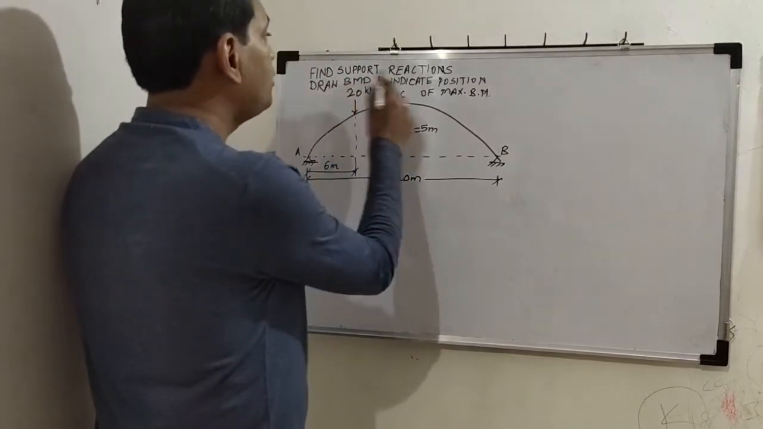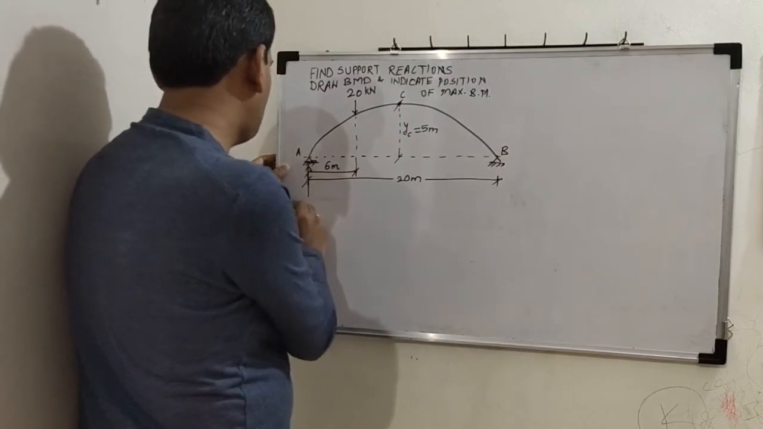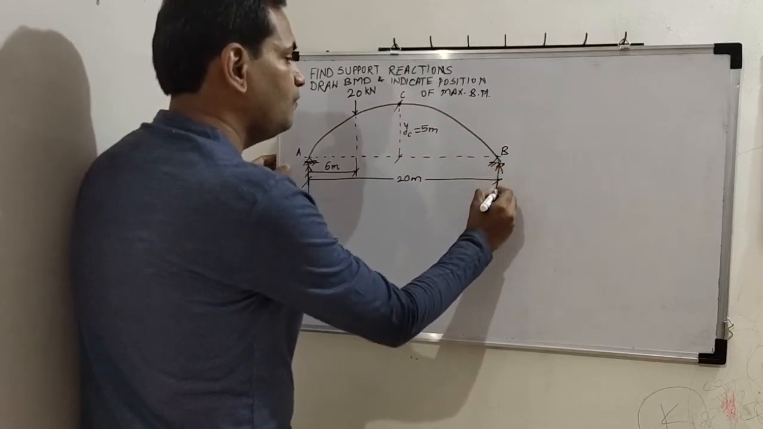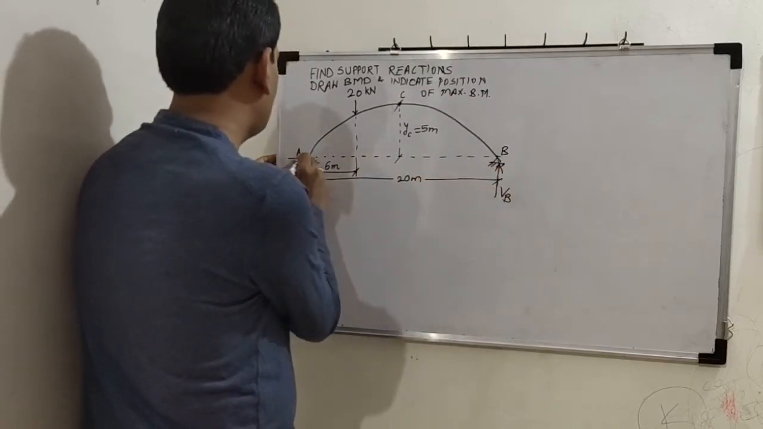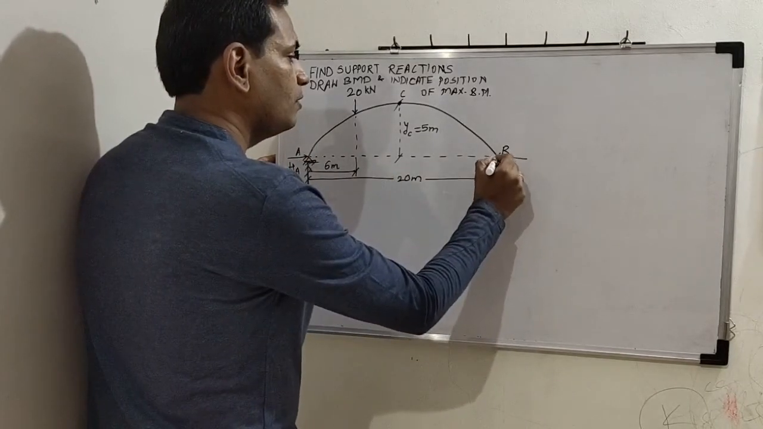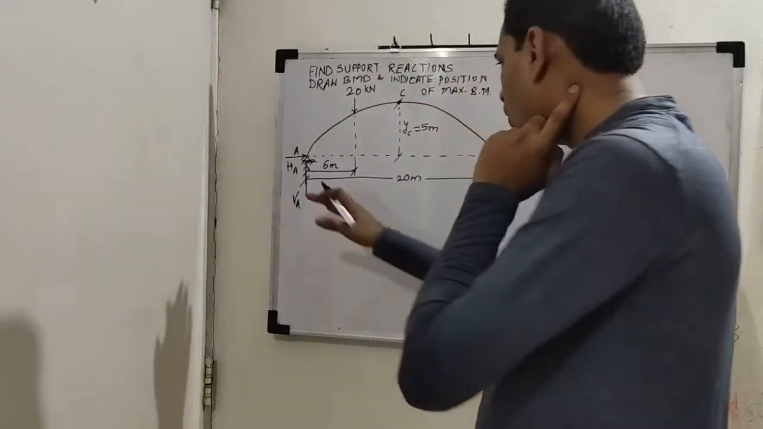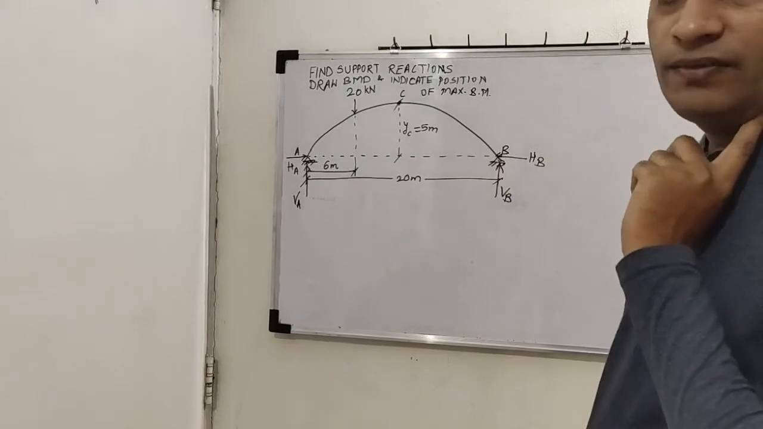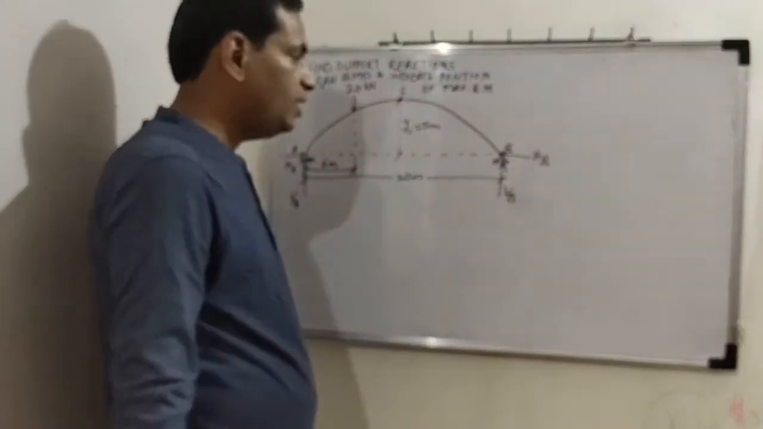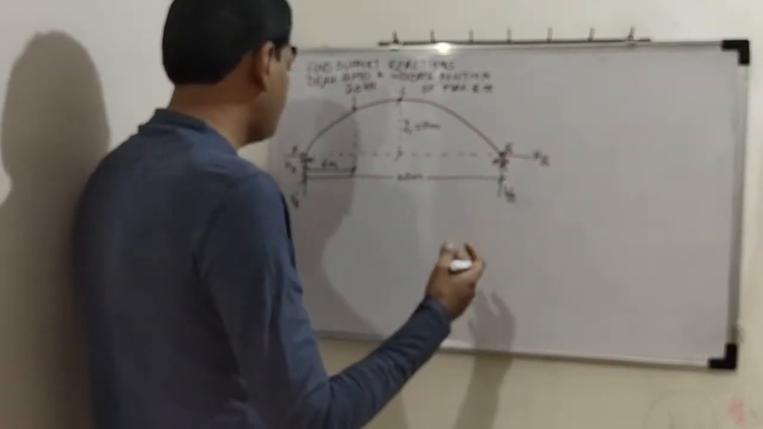Okay, so let us start with finding support reactions. So we have this vertical reaction, we shall say VA. Another vertical reaction is VB. Then horizontal reactions are there, HA and HB. Okay. So four reactions are there. We have three equations of equilibrium. Now, when we are solving or analyzing any arch, what is our first step?